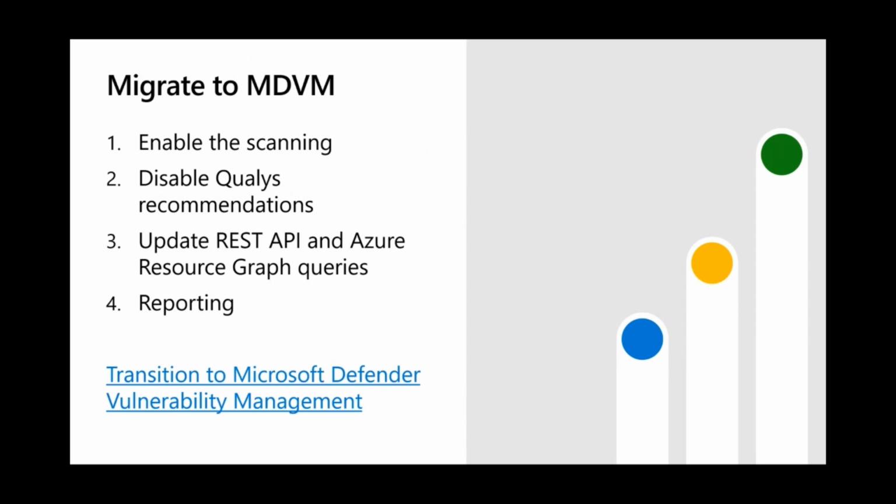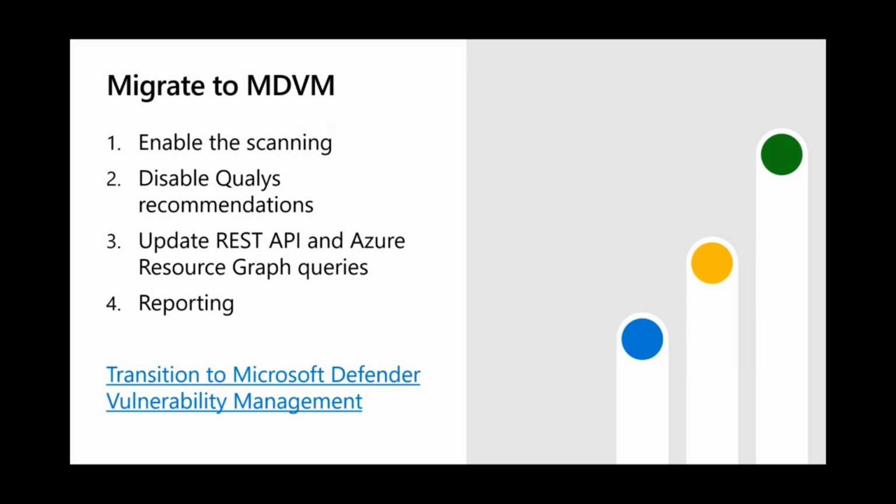So the first thing that you'd want to do is enable the scanning, which I will show you how that can be done through the UI. It's also enabled by default when you turn on the Defender for Containers plan with policy and REST API as well. If you're still getting the Qualys recommendations, you do have the option to disable that.